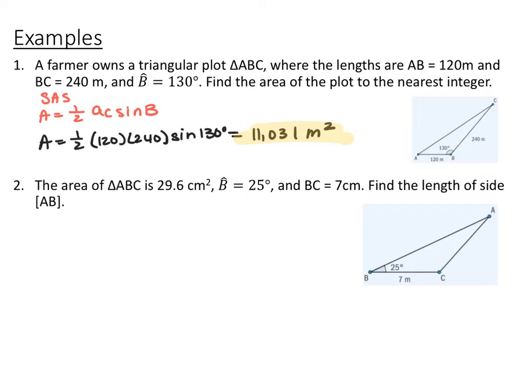For this next example, they give us the area of this triangular plot to be 29.6 square centimeters, angle B to be 25 degrees, and side BC to be 7 centimeters. Go ahead and pause the video and find length AB.